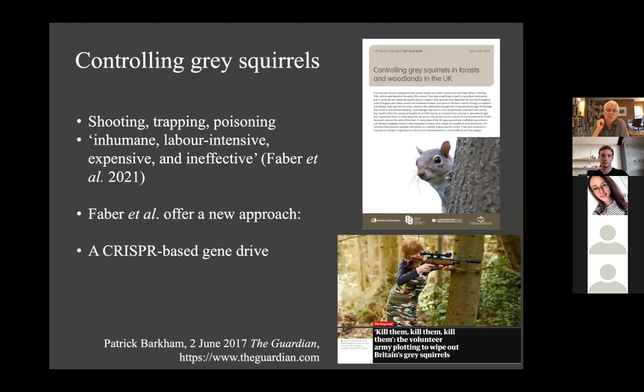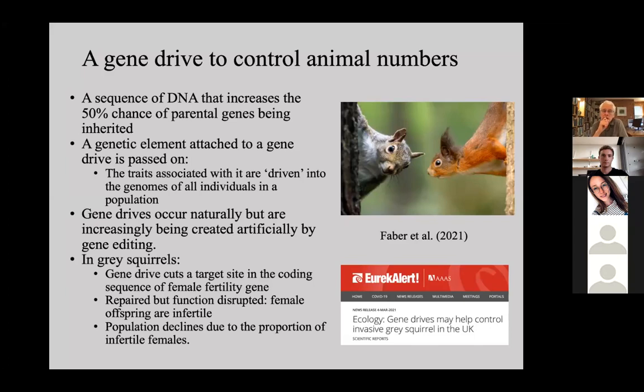Really, really difficult. We have volunteers like this lady, in an article in The Guardian, who shoots grey squirrels, but none of it's very neat. What Faber do is explore the possibility of a CRISPR-based gene drive. Basically, a gene drive, as you know, in this instance, can change the chance of parental genes being inherited. You can attach a genetic element to that gene, and the traits are driven through the population. Gene drives occur naturally, but you can create them artificially.